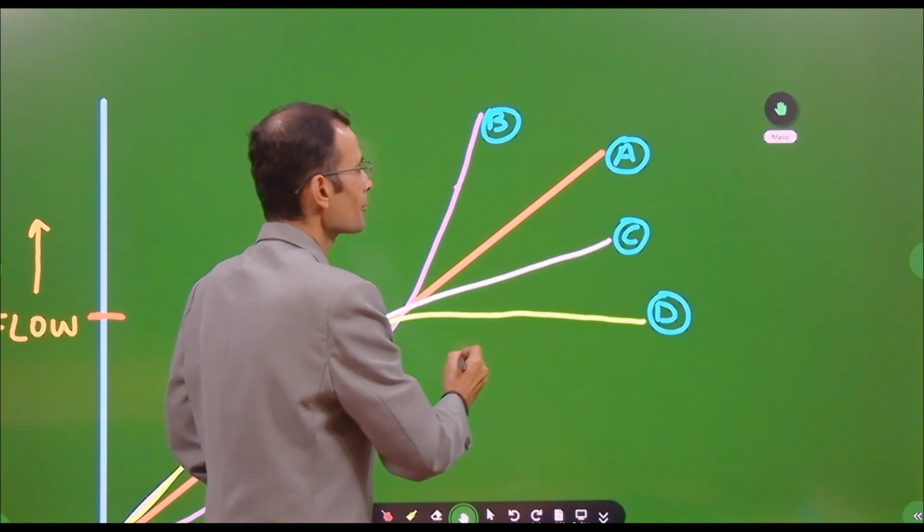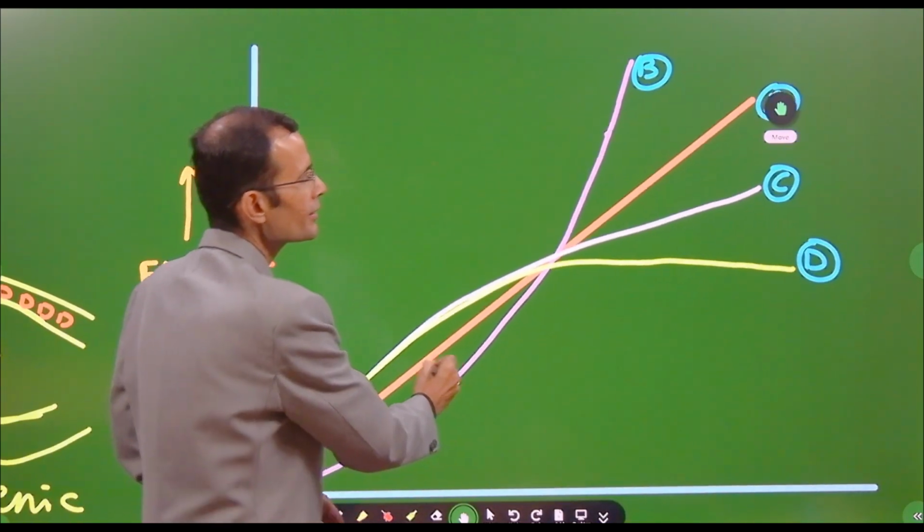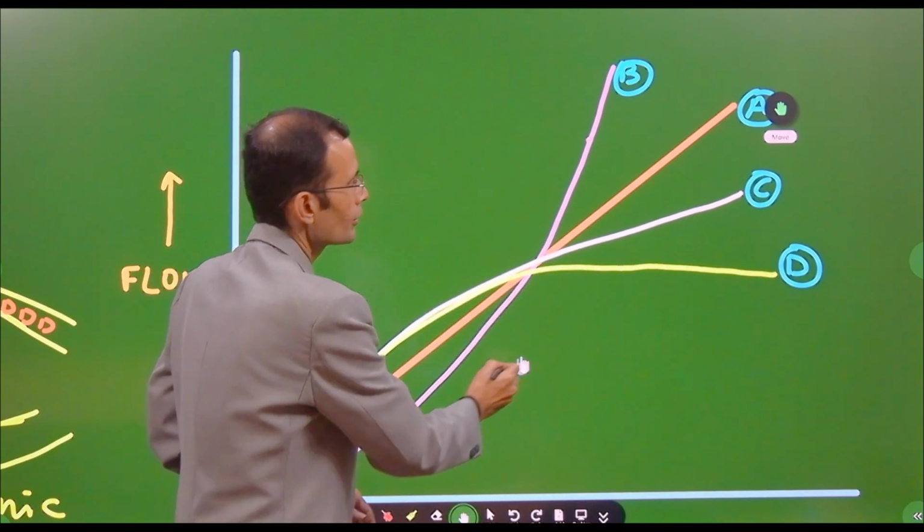What about C? What is C telling us? The curve in the white.